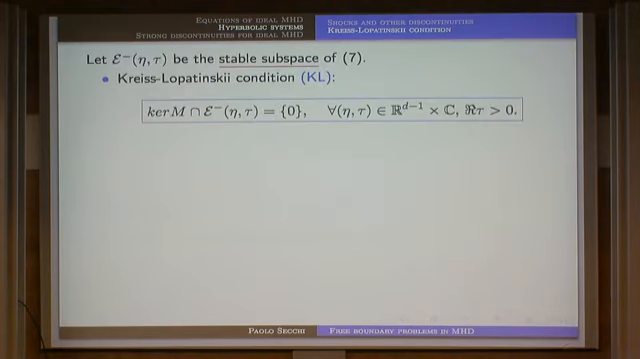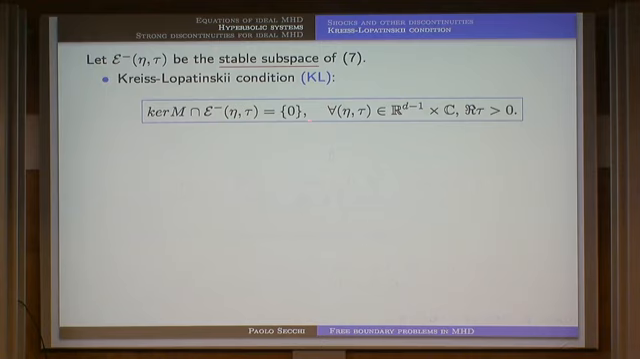Okay, we consider the stable subspace corresponding to the eigenvalues of the symbol A with the real part negative. This is the stable subspace. So the Kreiss-Lopatinsky condition in simple form is this one.